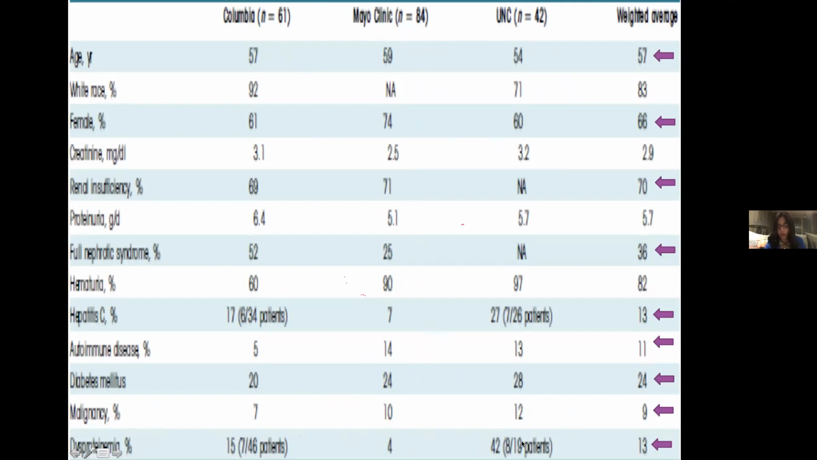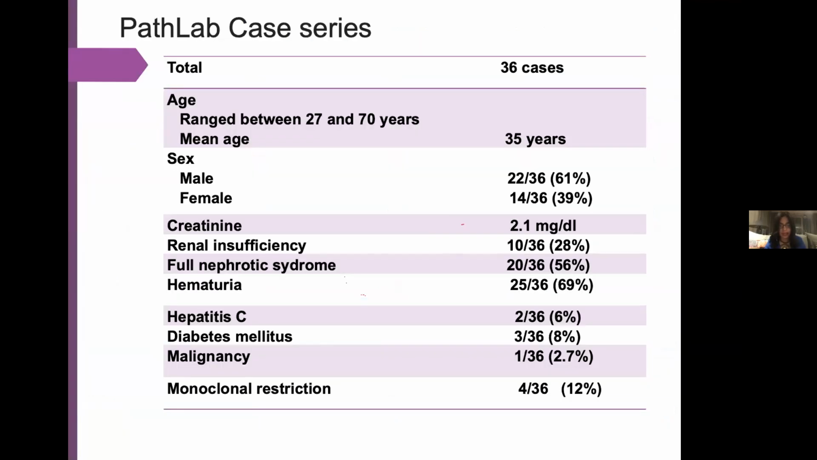So this 42% was really high only in the UNC study, and I think this was a bit rather selective criteria. Now, this is our own study, or this is our own patients. We had 36 cases. These cases were all EM diagnosed, not the suspicious ones. The first difference is our mean age.